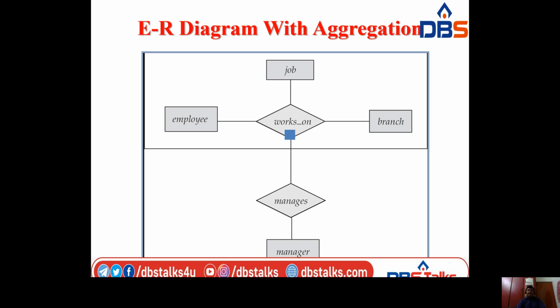Now the ER diagram with aggregation. Here we use one symbol for the purpose of aggregation. Now comes the job, employee, and branch. Here manager manages, and the manager performs some work. What work is he performing? Manager manages branch. Basically, he is an employee doing the job like a manager. This is about aggregation in an ER diagram, which has a notation specifically for aggregation only.